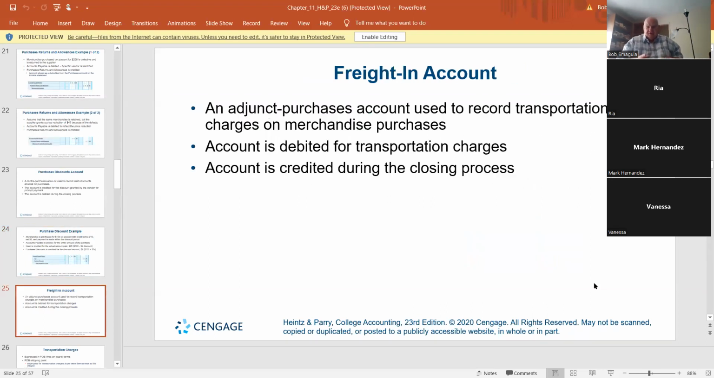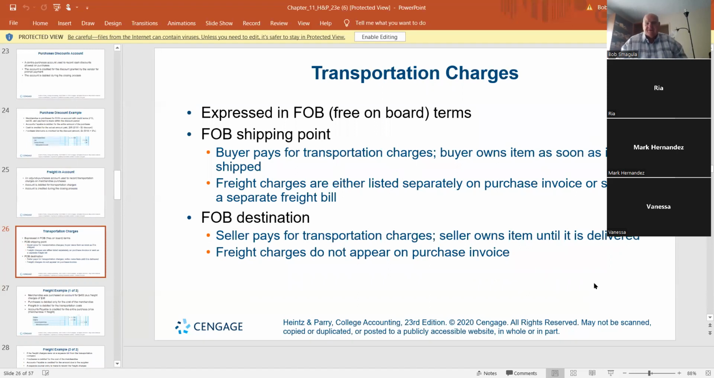What is freight in? It's an expense. They're calling it an adjunct purchases account used to record transportation. And you debit it for the transportation charges, the truck, the train, the delivery people. Let's have a little fun with transportation charges. FOB, free on board terms. I'd like you to get familiar with this. This will be on the test a little bit.